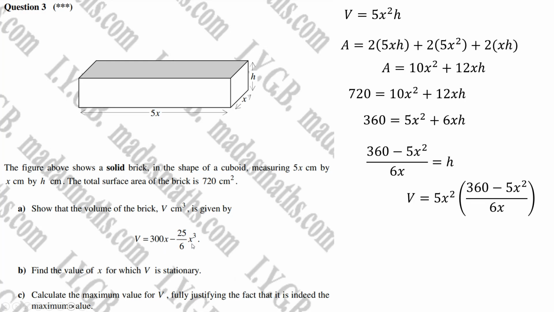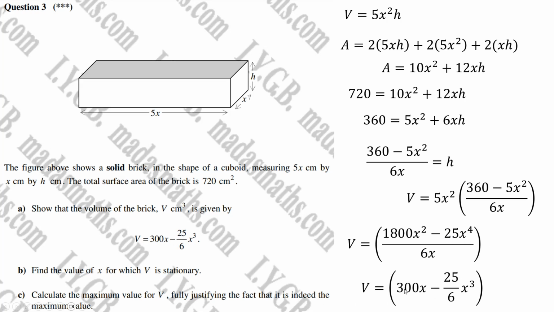And now you can just distribute. So 360 multiplied by 5x squared is 1800x squared. Later on in the later parts, I'll go through more smarter ways of maybe doing this, so you don't actually have to think as much. But I won't go through that just right now, because I feel like it's overcomplicating it for an example like this. So you get 1800x squared minus 25x to the power of 4 over 6x. X cancel, and 1800 over 6 is 300. So you'll have 300x, and then this is minus 25 over 6 x cubed, like the question wants.